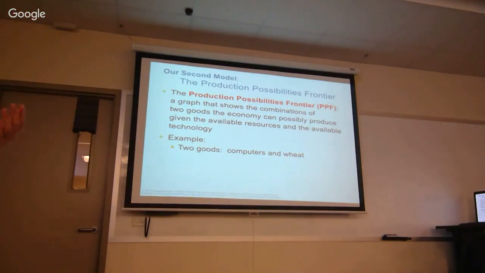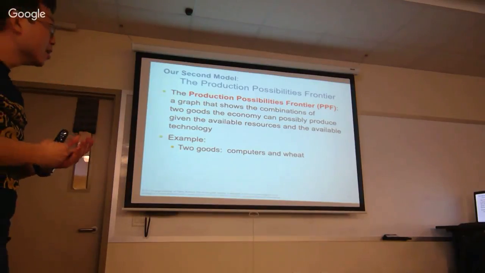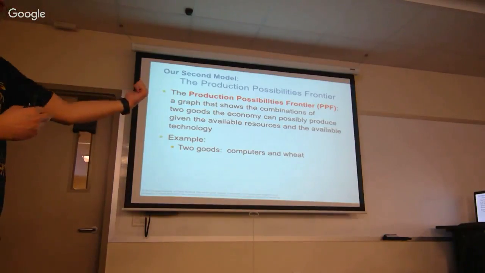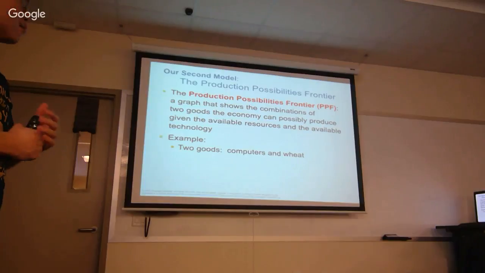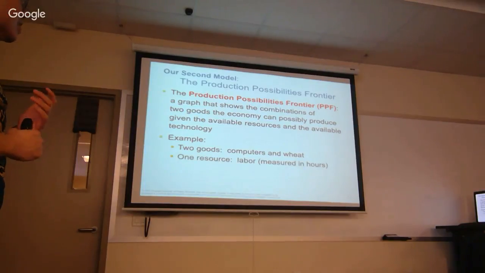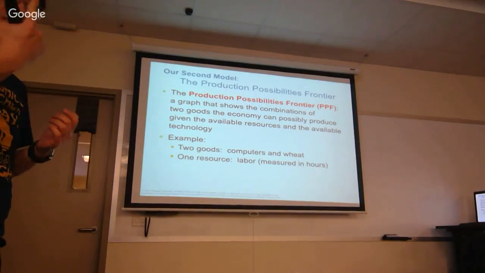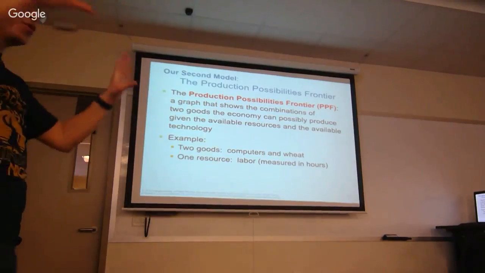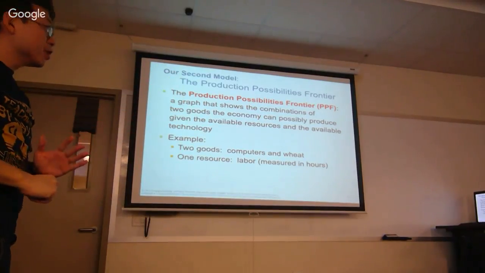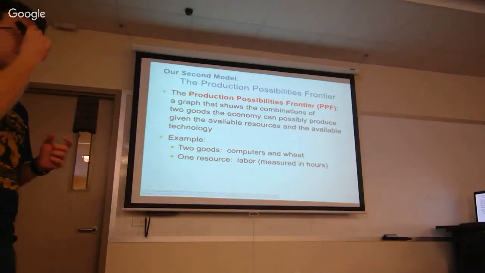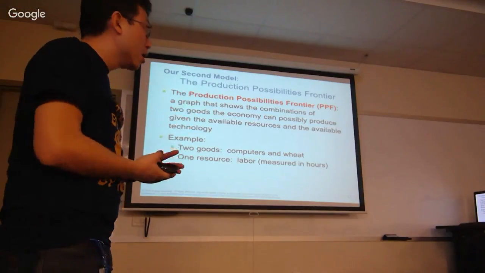If you're a Family Guy fan, Stewie would call it wheat. Computers and wheat will share one resource, labor. This labor will be shared between the two productions, and it's measured in labor hours.